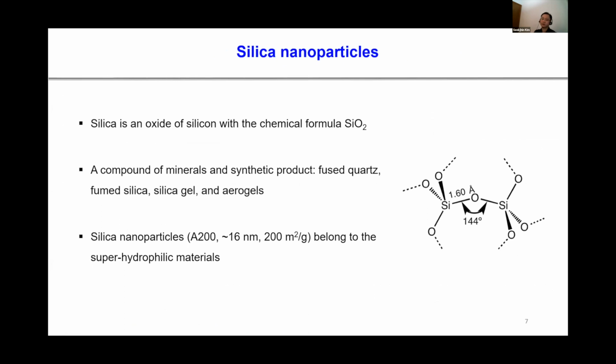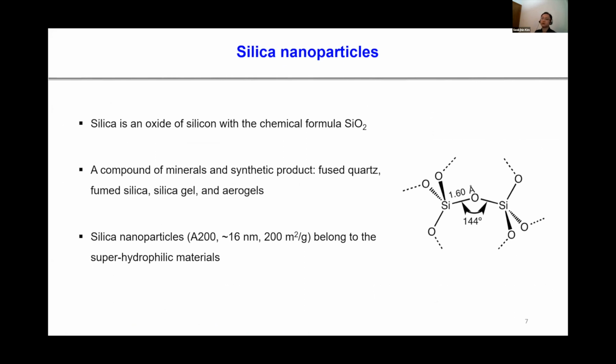Silica nanoparticles. Silica is an oxide, and it is a compound of minerals and synthetic products such as fused quartz, fumed silica, silica gel, and aerogels. Silica nanoparticles of size around 16 nanometers belong to super hydrophilic materials.